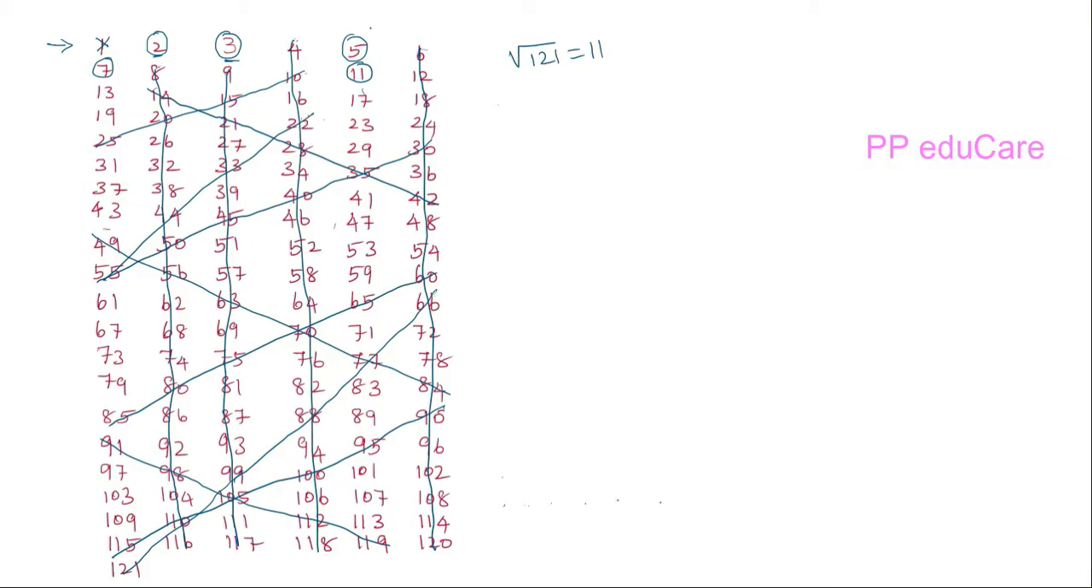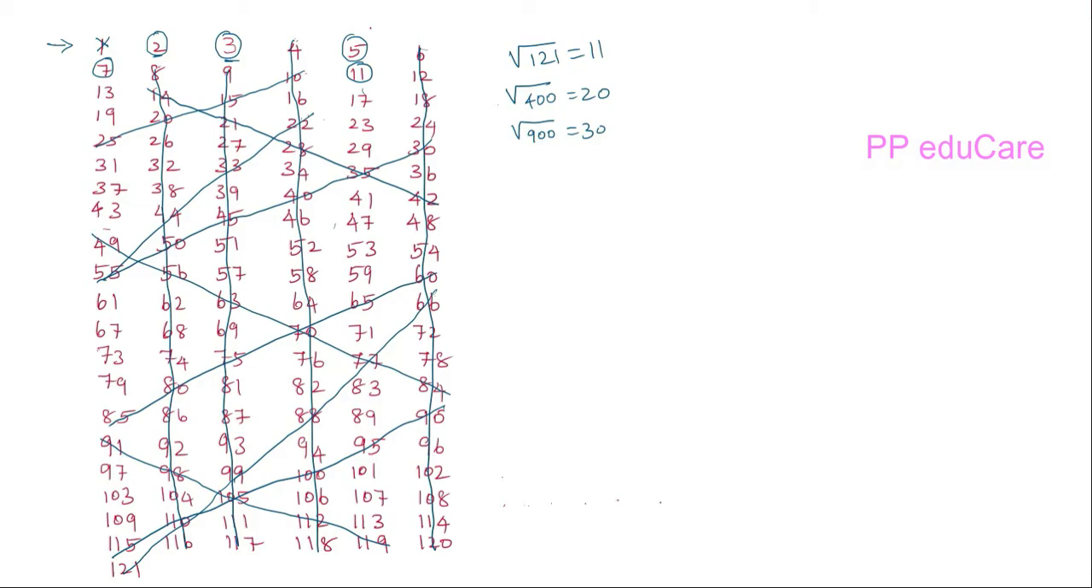Suppose the number matrix extends up to 400, say the square root of 400 is 20. In that case, we continue this process for all the prime numbers up to 20. Suppose the number matrix extends up to 900 and the square root of 900 is 30, then in that case we continue this same process for all the prime numbers up to 30.